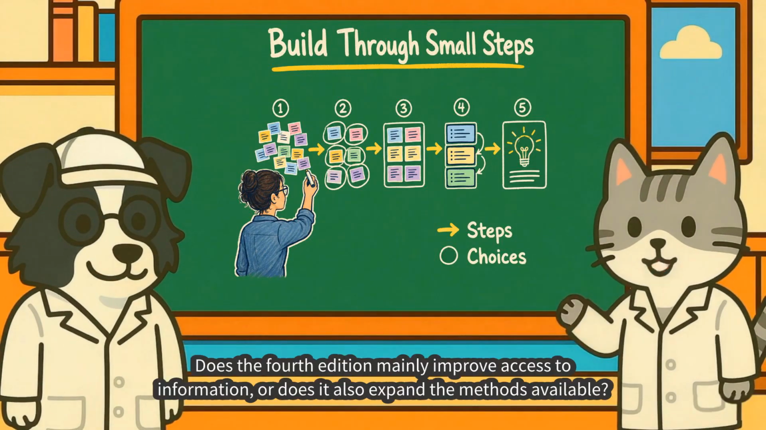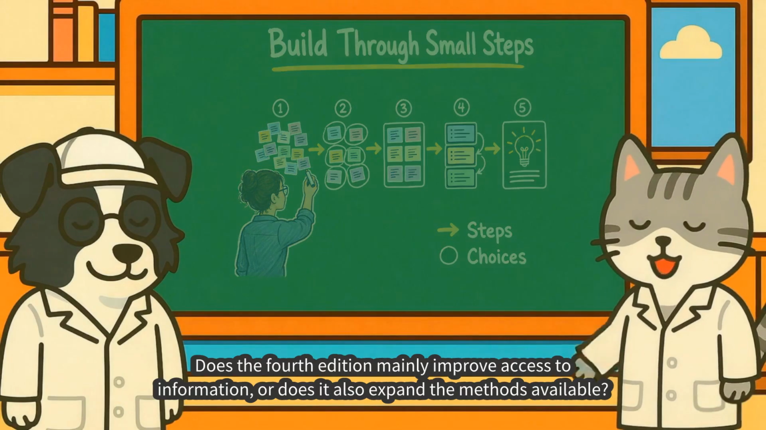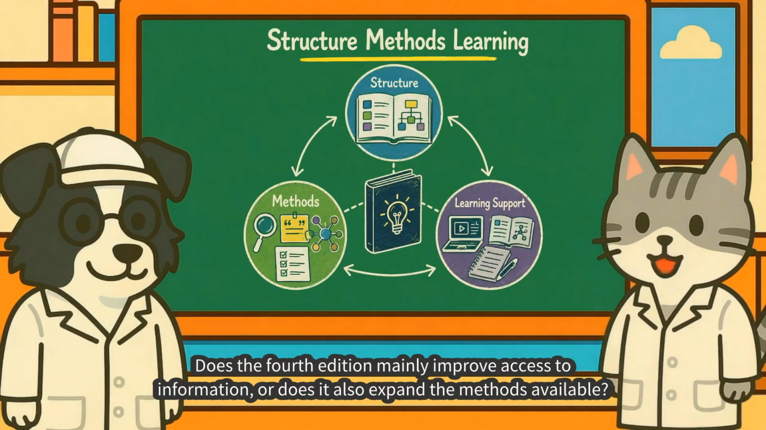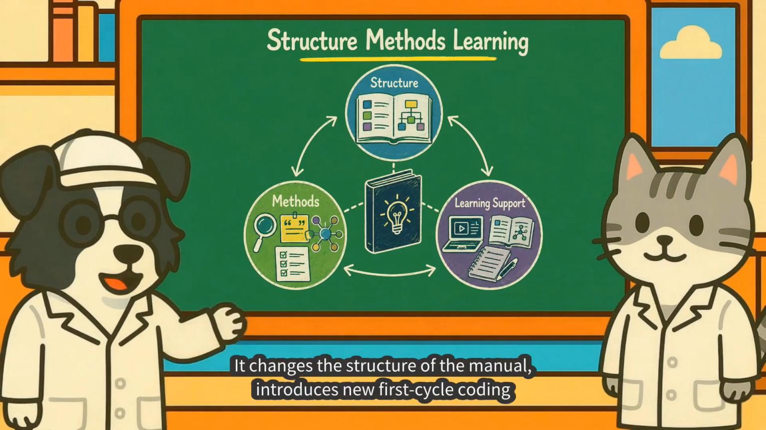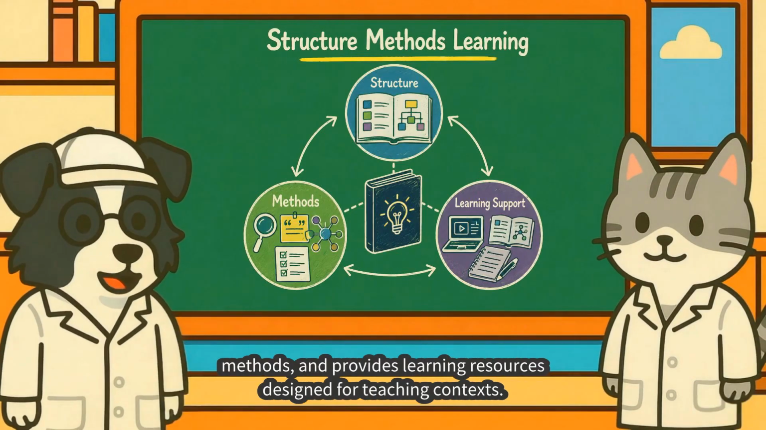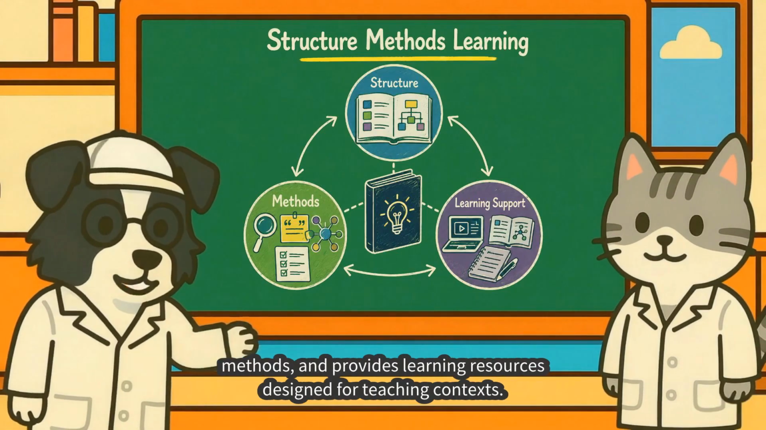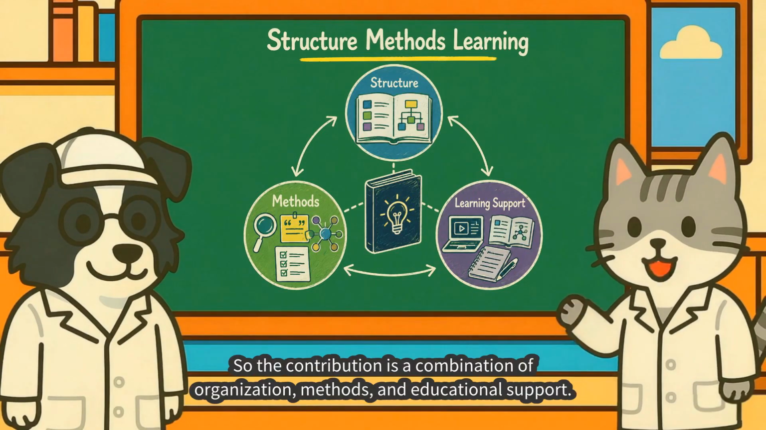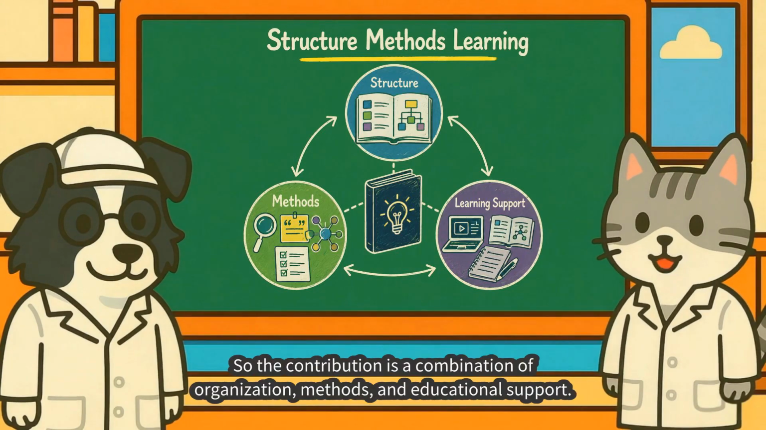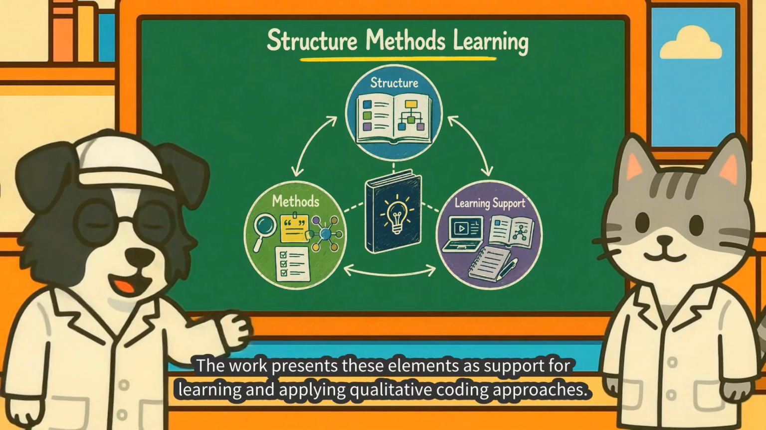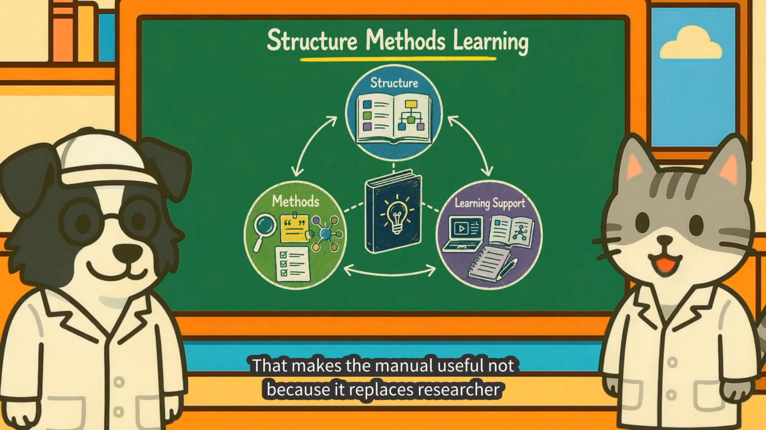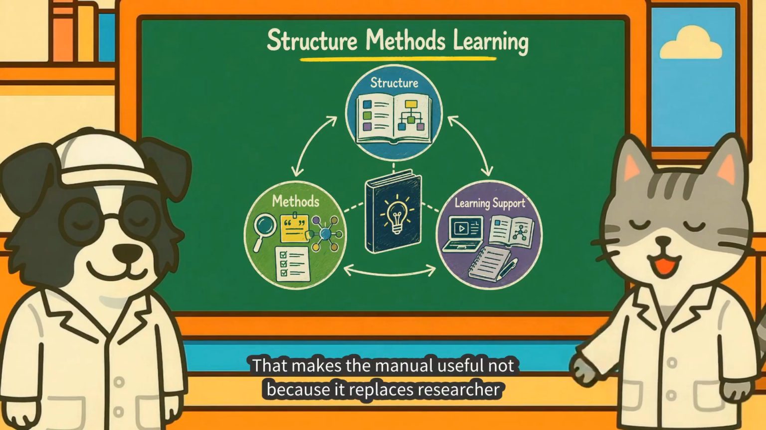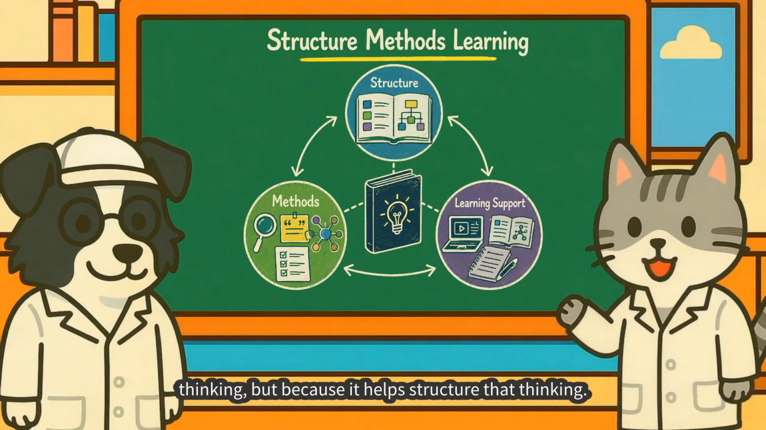Does the fourth edition mainly improve access to information, or does it also expand the methods available? It does both, according to the source. It changes the structure of the manual, introduces new first-cycle coding methods, and provides learning resources designed for teaching contexts. So, the contribution is a combination of organization, methods, and educational support. Correct. The work presents these elements as support for learning and applying qualitative coding approaches. That makes the manual useful, not because it replaces researcher thinking, but because it helps structure that thinking.